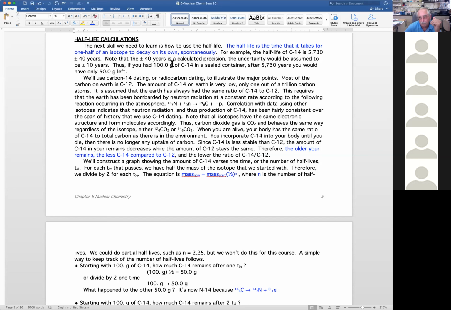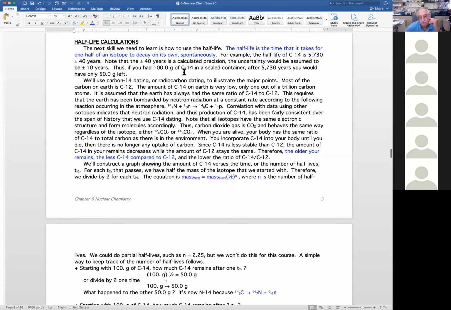In any case, what that means is, if you had 100 grams of carbon-14 in a sealed container, so nothing could happen to it, after 5,730 years, you would have only 50 grams of it left. That's what is meant by half-life.